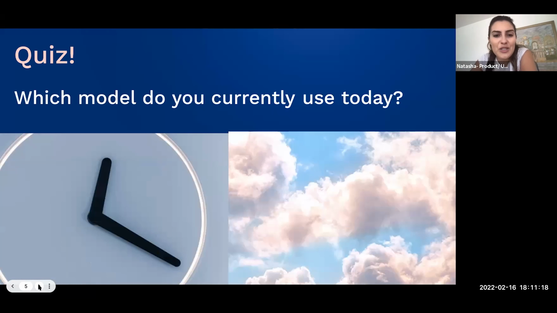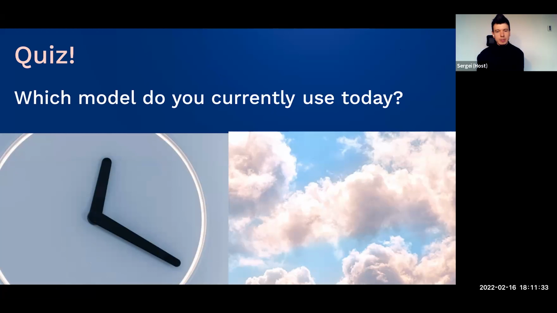So let me ask you first, which model do you currently use today? There is no right or wrong answer here. We want to encourage folks, if you see the polls button in your Zoom interface, you could click it and the poll would show. It's the first question, so choose one of the four. If anyone has problems seeing the poll, please write in the chat. We will see what we can do about this, okay?